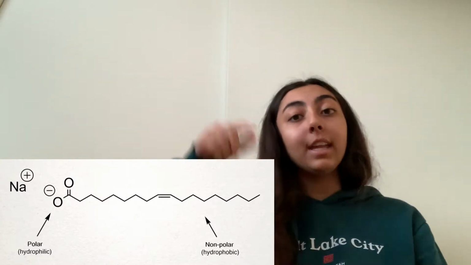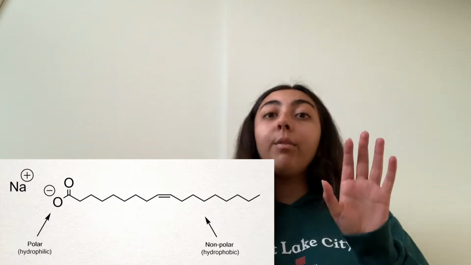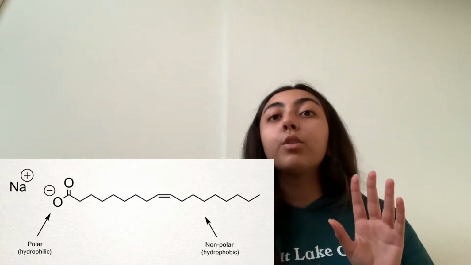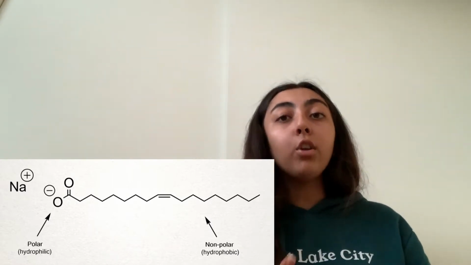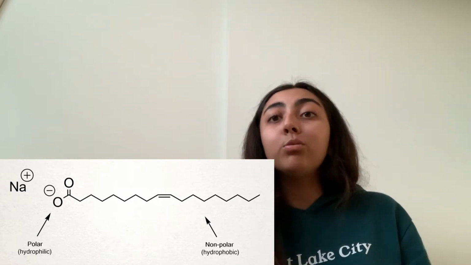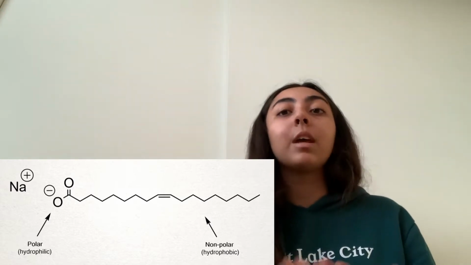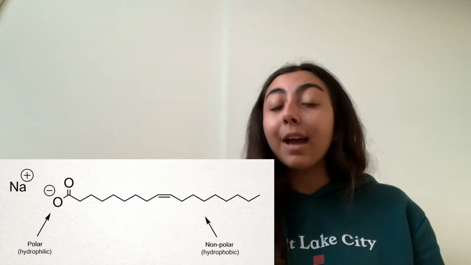Right here we have an Na plus and we have an O minus on the bottom. We have a polar side and we have a non-polar side. The polar side we like to call hydrophilic, and the non-polar side we like to call hydrophobic. Non-polar molecules dissolve in non-polar liquids like oils and are also attracted to grime, and polar molecules dissolve in polar liquids like water. And as you can see in this picture, soap actually has both.